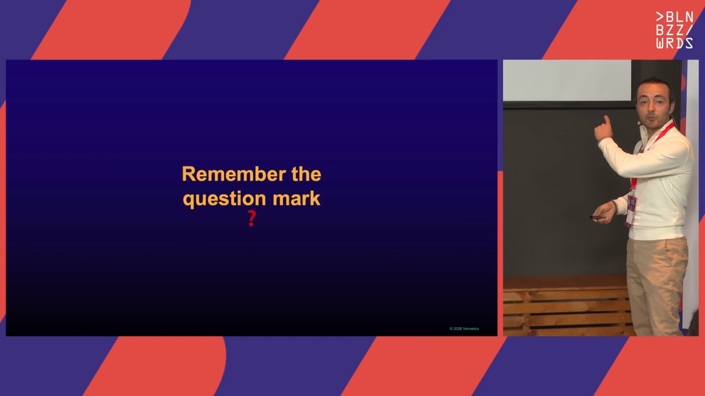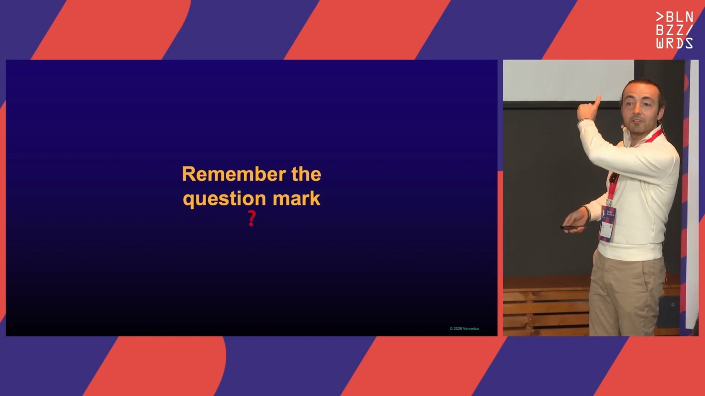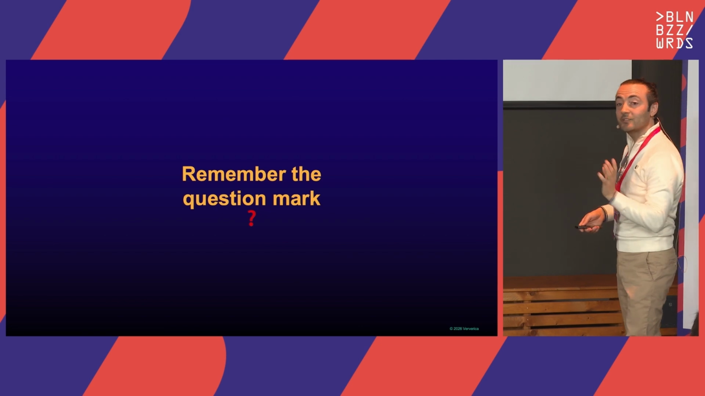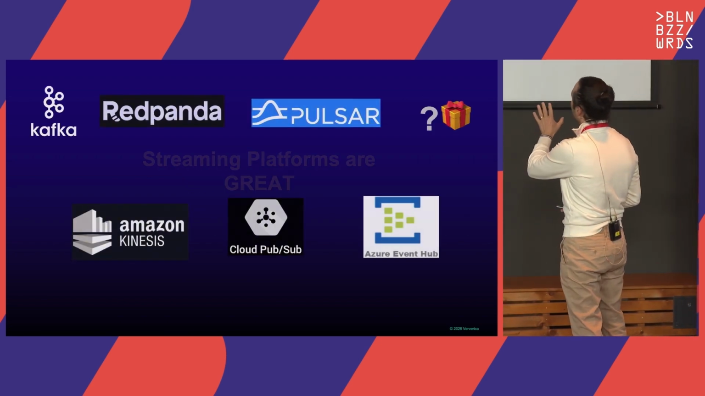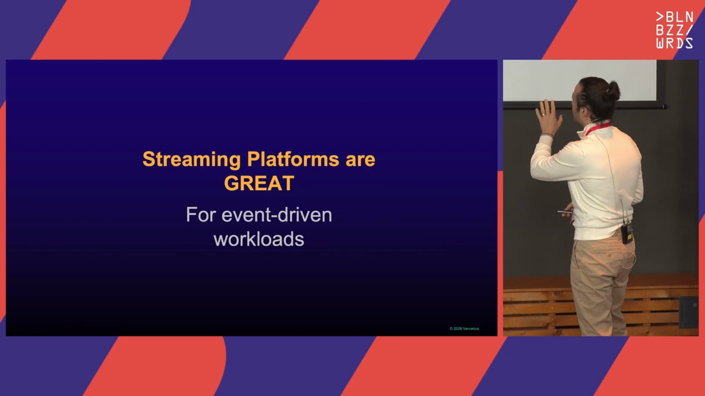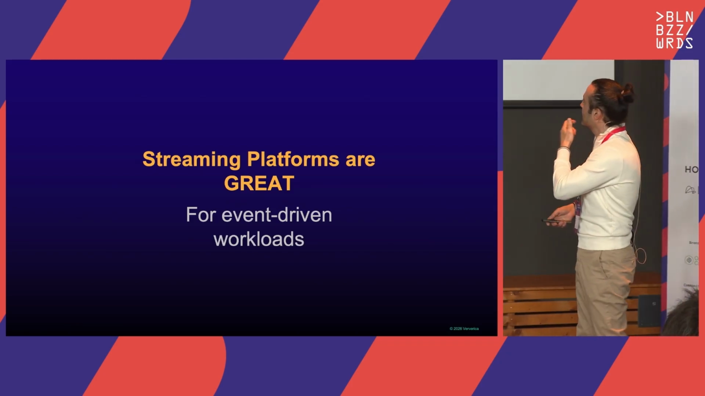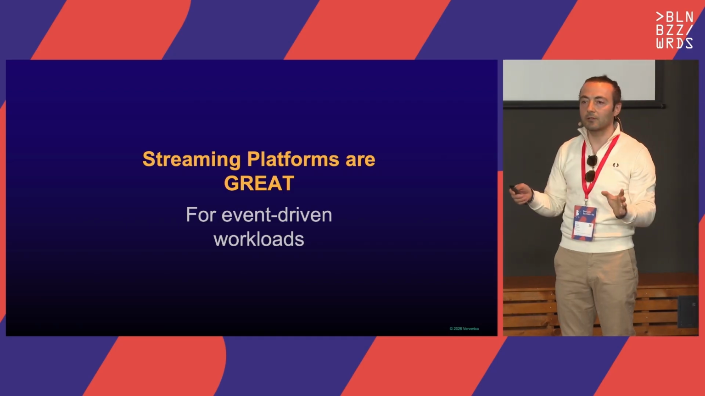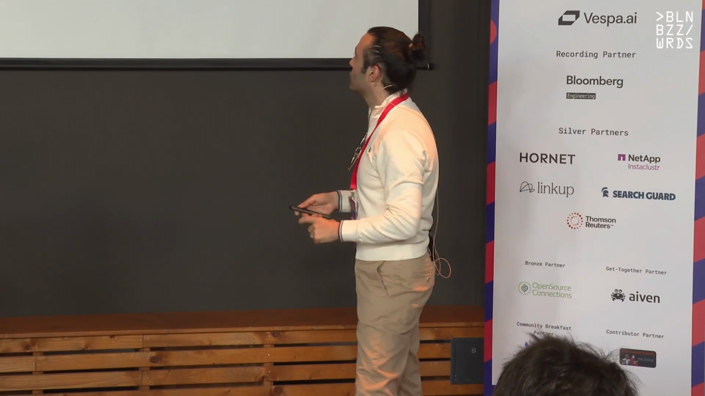So you maybe remember the question mark. There were Kafka, Red Panda, Pulsar, and then I was just putting a question mark there, right? This question mark is basically focusing on a system called... before focusing on its name, let me just mention this. Streaming platforms are for event-driven workloads, right? We are storing the data in a row fashion.